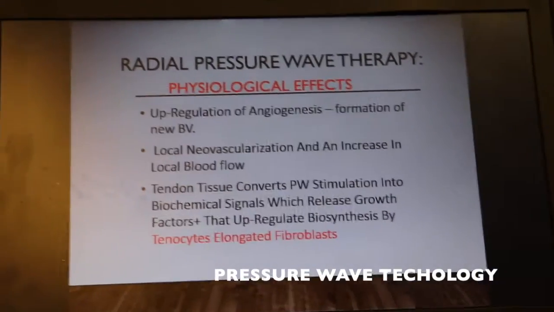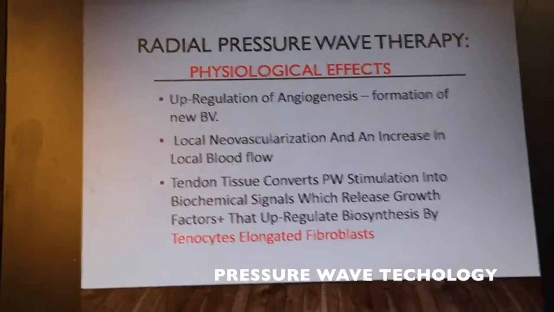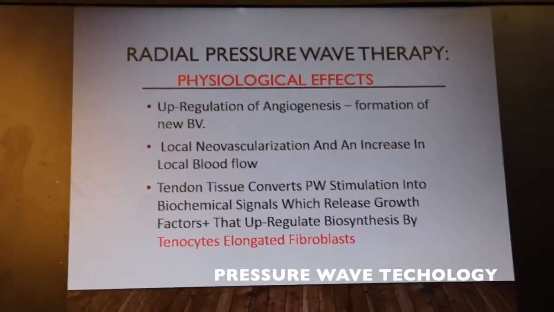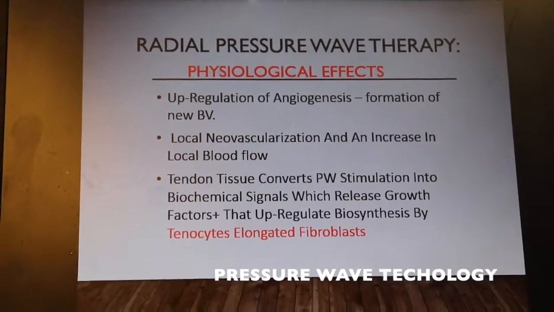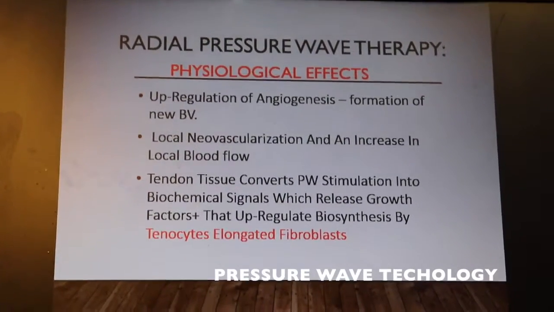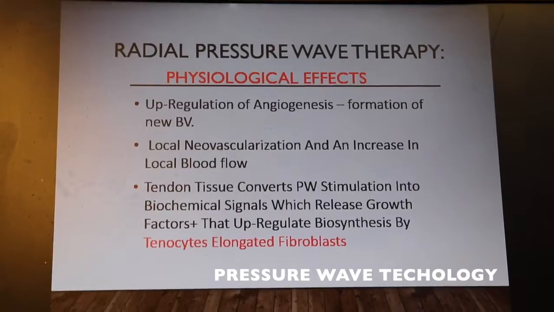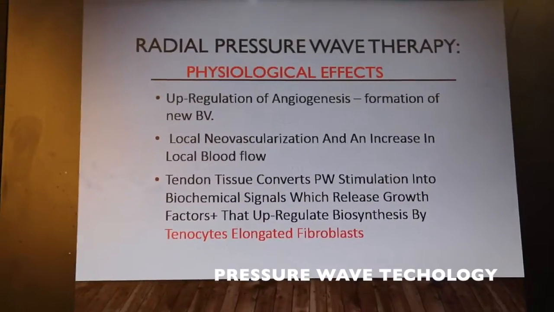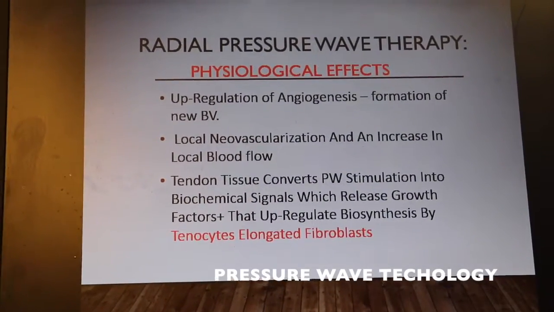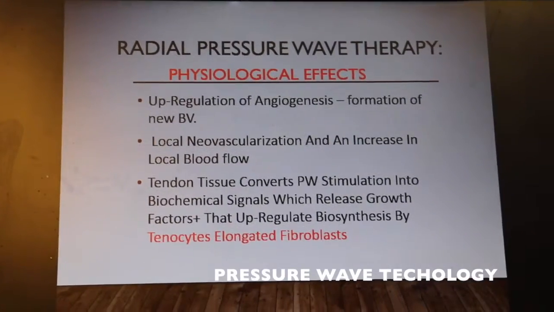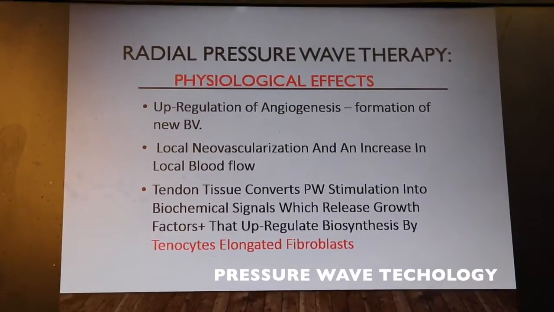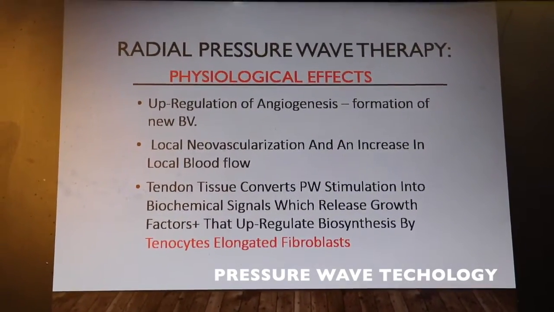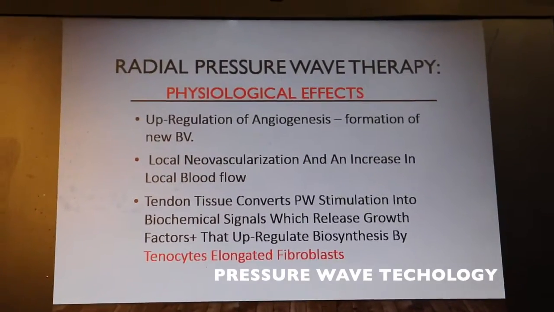The radial pressure wave that we are talking about today, physiological effects are amazing. Upregulation of angiogenesis, what's that? Formation of new blood vessels. Local neovascularization and an increase in local blood flow. And then really critical is the tendon tissue converts the pulse wave stimulation into biochemical signals which release growth factors that upregulate biosynthesis. The biosynthesis is by tenocytes, which are elongated fibroblasts, and these develop gradually eventually into tendons. The collagen fibers that make up tendons, which is type 1 fibers, again from the fibroblasts.